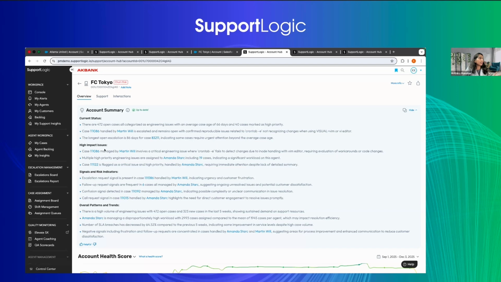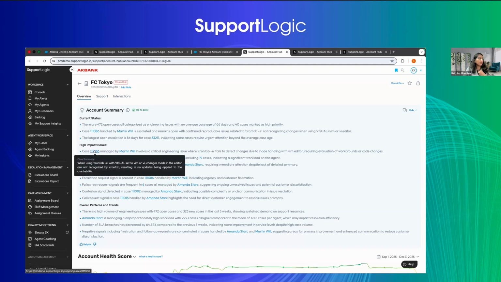Now, of course, this account could have a lot of cases open, but using these insights based on a lot of the signals, and depending on whether it has escalations, whether it has severity and so on, based on a lot of factors, we are able to surface which high impact issues I, as an account manager, have to focus on.